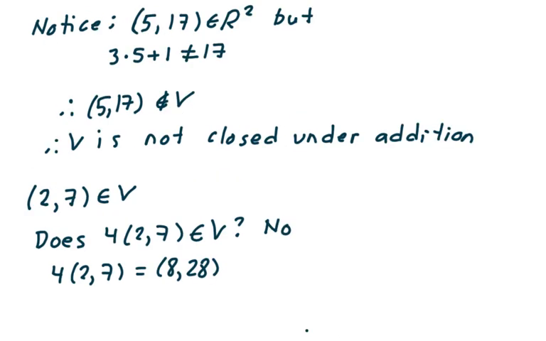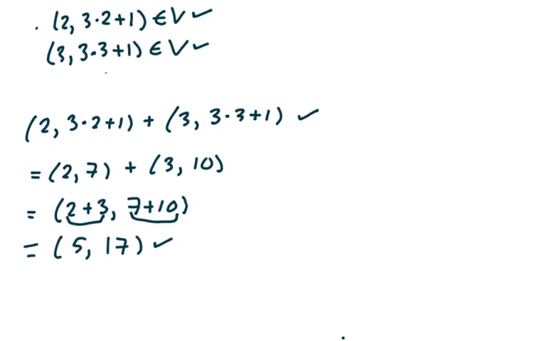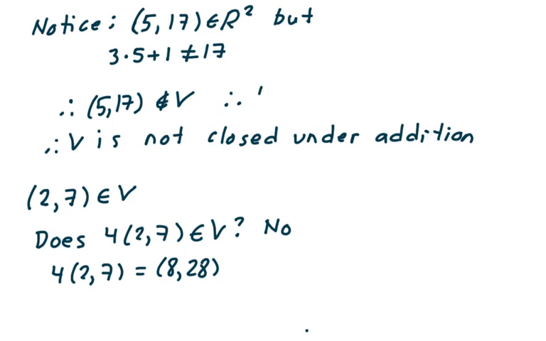Notice, the vector (5, 17) belongs to R2, but if I take 3 times 5 and add 1, I don't get 17. So the vector (5, 17) doesn't belong to V. And let me also add, if we take (2, 7) and (3, 10) and add them up, that sum doesn't belong to V. And so therefore V is not closed under addition, and that axiom fails.